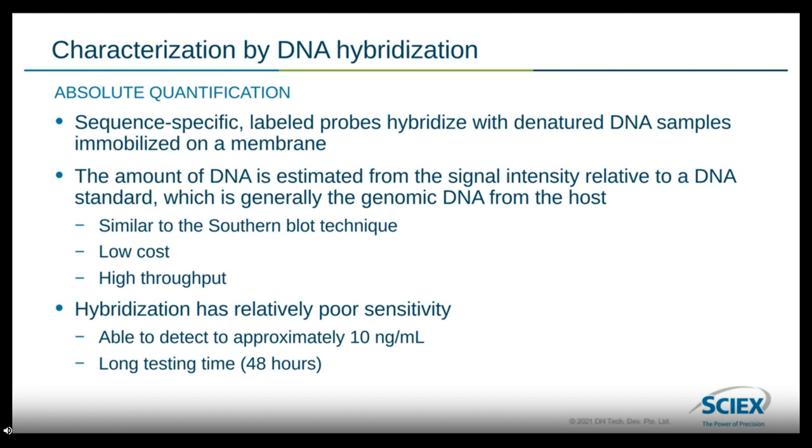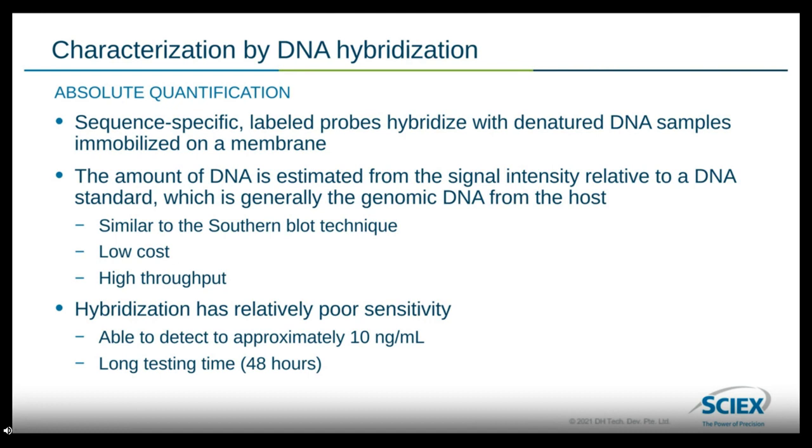Another technique that's used for residual DNA quantitation is hybridization. And here we're using probes designed to recognize specific target single-stranded sequences that are labeled with either a radioactive tag or a fluorescent dye, and we hybridize it with denatured DNA samples immobilized on a membrane.